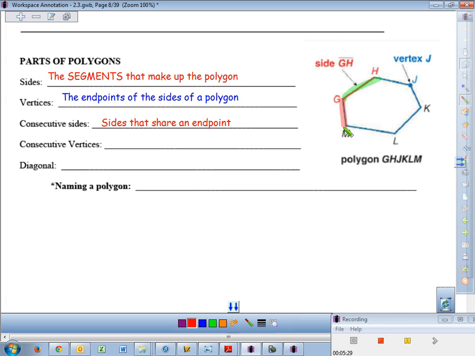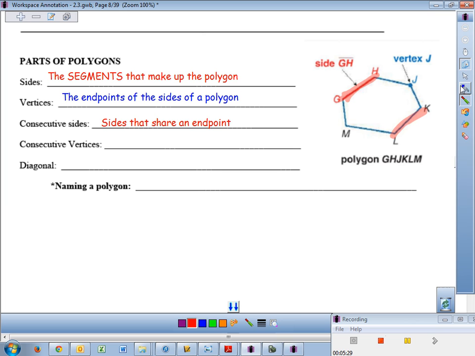So what would you call these guys, real quick? If I had this side and this side, are they consecutive? No? So what would you call them? Non-consecutive sides. You with me on that? You're either consecutive sides or non-consecutive sides.